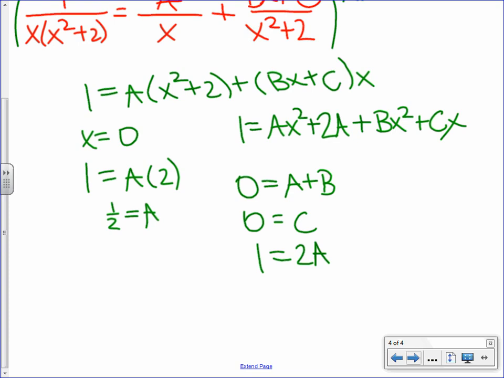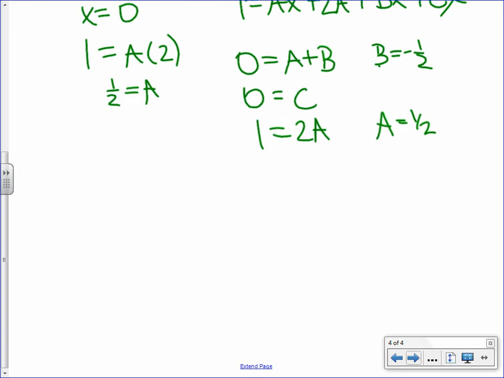Can you do that for all of them? Yes, but you could get a system of equations sometimes. And so if you have linear factors, plugging in zeros is much quicker. Okay, and so what's b?